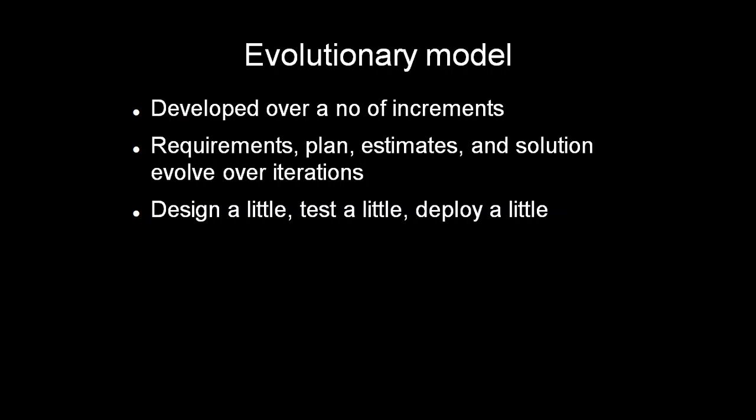Here, these are the different life cycle activities that will be there. This software is developed over a number of increments. The requirements, the plan, estimates, and solution will evolve over iterations. So this is done over iterations. The main thing here is design a little, test a little, and deploy a little. That is the principle of the evolutionary model. We will design a little, test a little, and deploy a little.